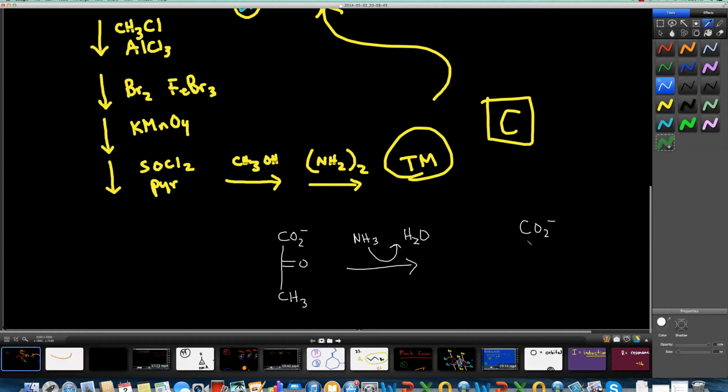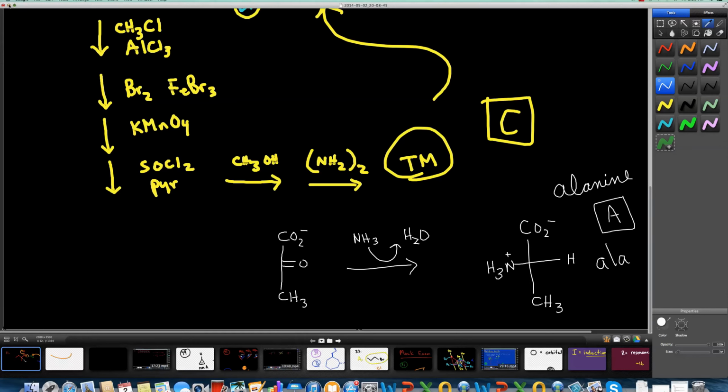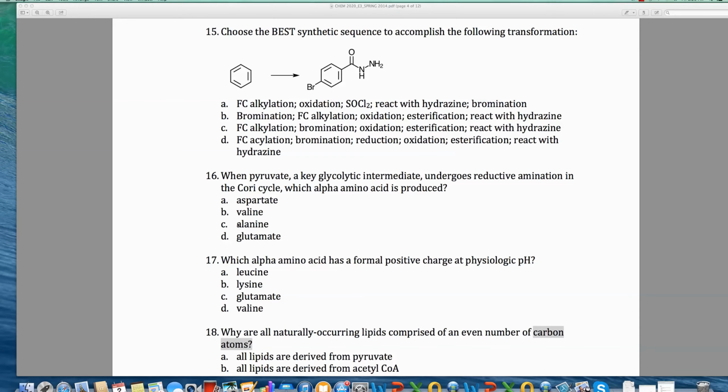We produce an alpha amino acid, an L-alpha amino acid, in which the R group is methyl. This is better known as alanine. The 1-letter code abbreviation is A. The 3-letter code abbreviation is ALA. So going back to the answer choices, alanine, answer choice C, is the credited response.